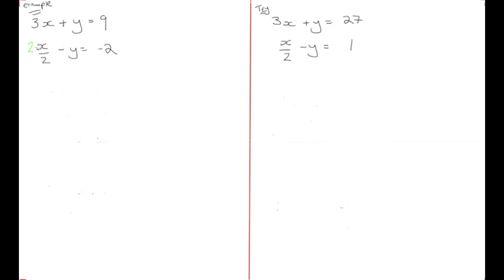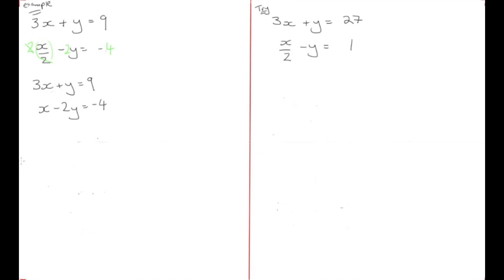So 2 multiplied by this, and then 2 multiplied by minus y is minus 2y, and then that minus 2 multiplied by 2 will become minus 4. Now this 2 and this 2 will cancel, so you're left with x minus 2y equals minus 4. So let's rewrite that below. We have a new simultaneous equation: 3x plus y is equal to 9, and then x minus 2y is equal to minus 4.